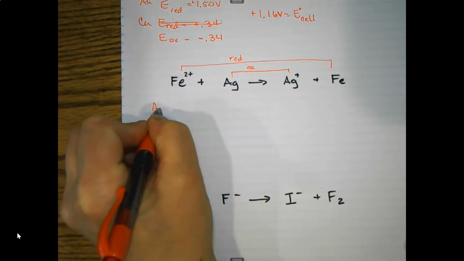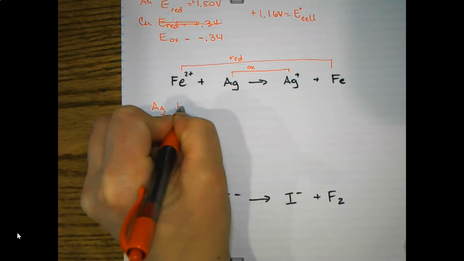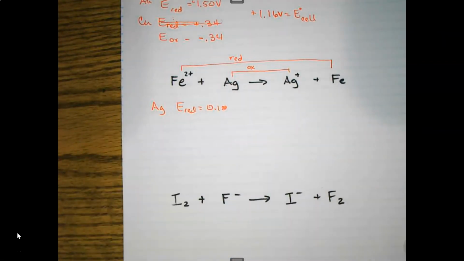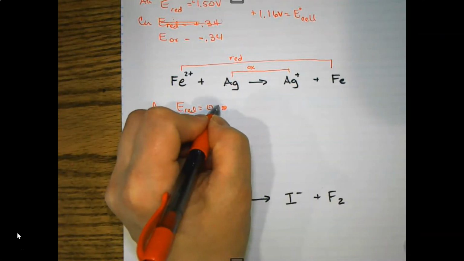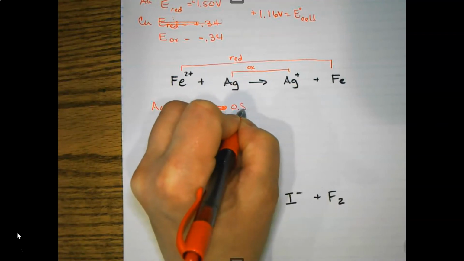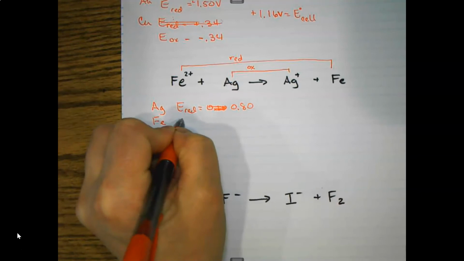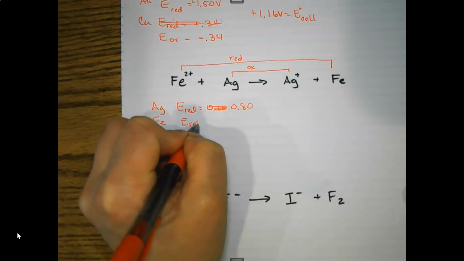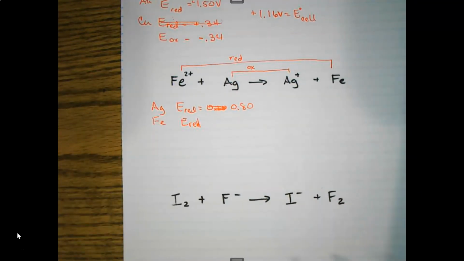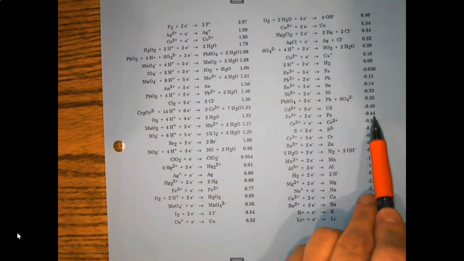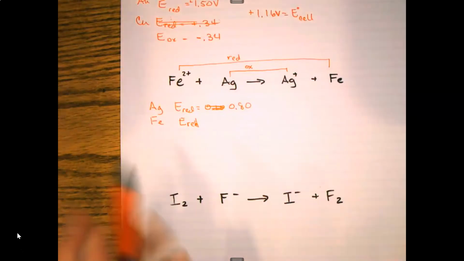So for silver, it's 0.18. No, 0.80. What am I doing? 0.80. Sorry about that. For the iron, going to iron 2+, again, pulling right off the sheet, Fe to Fe2+, here it is over here, negative 0.44.